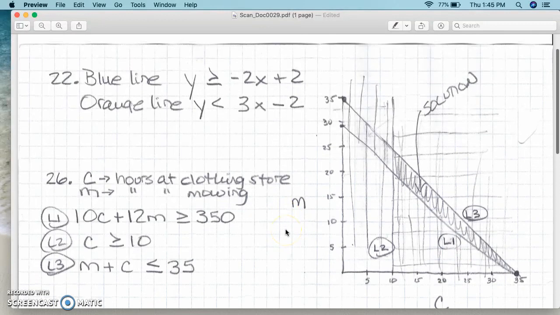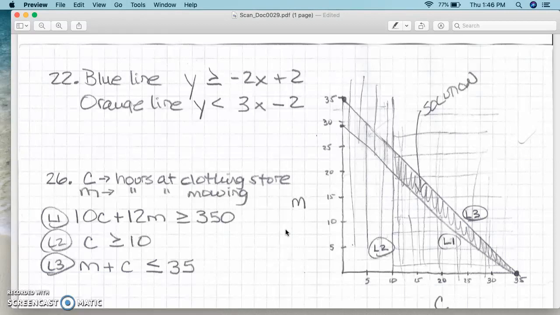All right. Number 22 asked us to write the system of linear inequalities when we were given a graph. So there were two lines on there. The blue line was a solid line, so I know that it's or equal to. It also was shaded above, so I know it's greater than. And then I just found the intercept of (0, 2), and I found the slope was down 2, right 1, or up 2, left 1. So there it is. y is greater than or equal to -2x plus 2. Then if you look at the orange line, it was dashed and it was shaded below, so that would be y is less than.